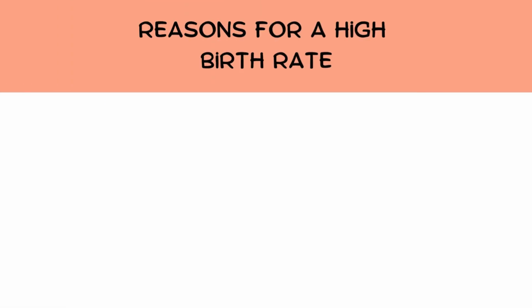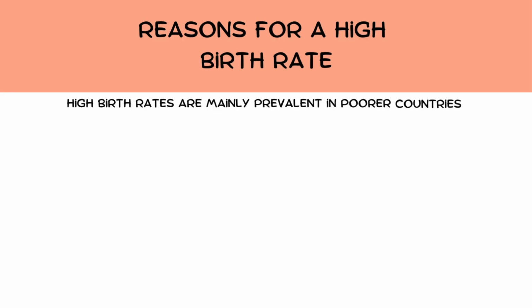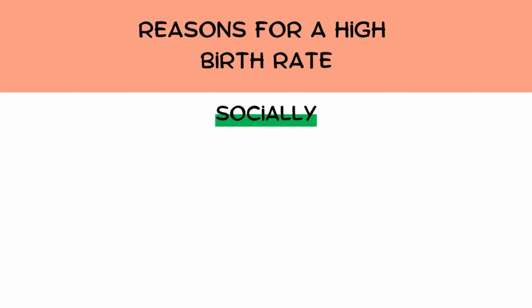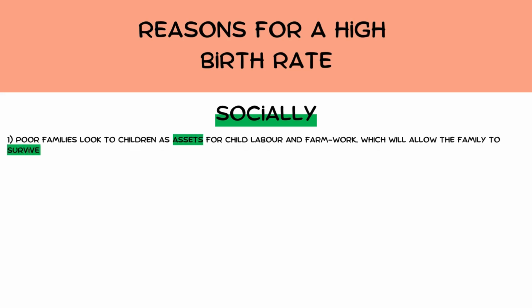For starters, a high birth rate could be caused by a multitude of reasons. In most cases, a high birth rate is normally found in poorer countries, called less economically developed countries, or LEDCs. Socially, this is due to the following. 1. Poor countries often look at children as assets to family survival. Children are used as manual labor in farming, so the more children one has, the more prosperous they are.